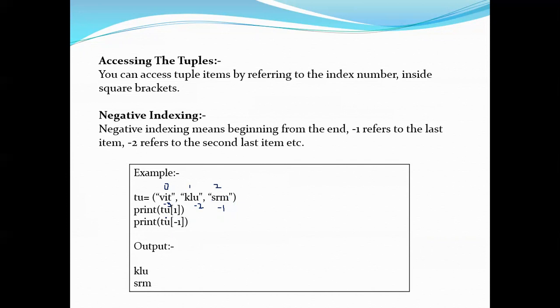So I can access tuples using the tuple data structure name. Here my name is tu with the index enclosed inside square brackets. So I say here tu of 1, which corresponds to my first index, which is klu. And if I say tu of -1, it corresponds to the negative index -1. I'll get s or m. In this way, I get these two outputs printed out, right? So these are the ways of accessing and indexing in the tuple data structure.